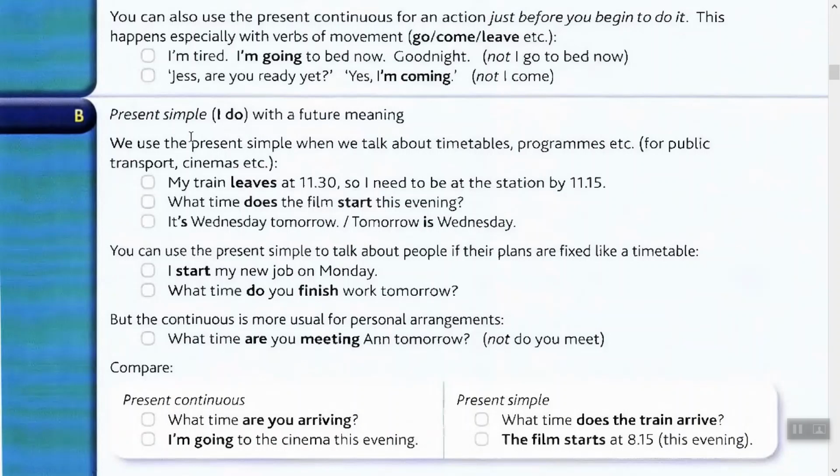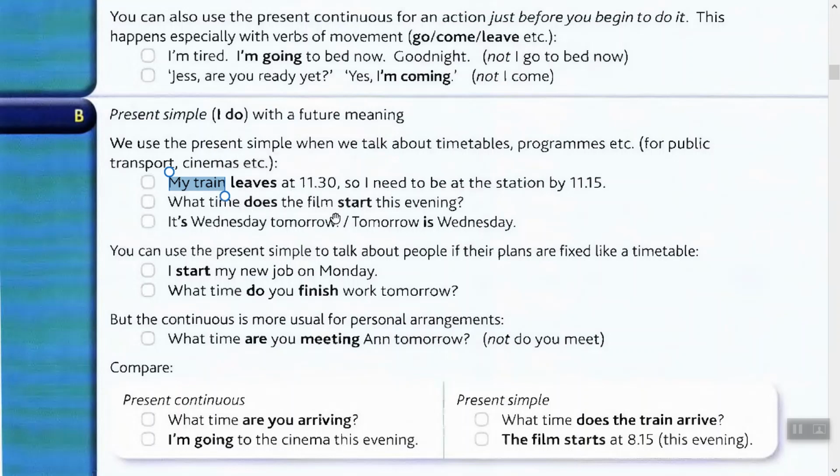Now, present simple and present continuous for the future. When do we use present simple? When we talk about timetables, programs, transport, cinemas, movies, games. We use present simple when we have timetables. For example, my train leaves at 11:30, so I need to be at the station. You see here, my train.